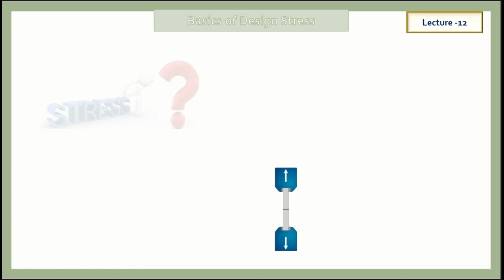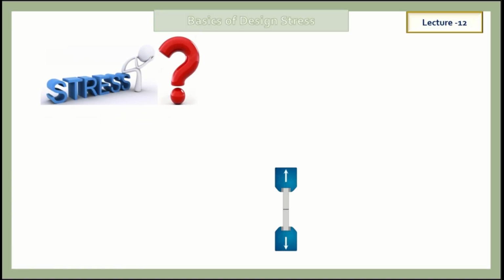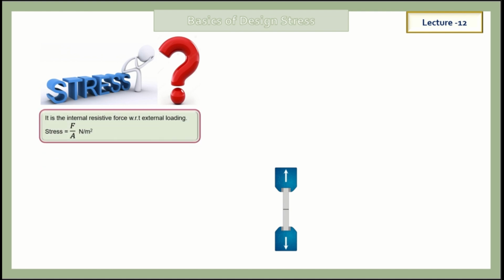So what is stress, guys? We know that if you apply a load on any wall, there is some internal resisting force that happens to resist our external load. So stress is the internal resisting force with respect to area acting on a body. It is the internal resistive force with respect to external loading, guys. The unit of stress is Newton per meter square. So generally, internal resistive force divided by area is the stress formula.